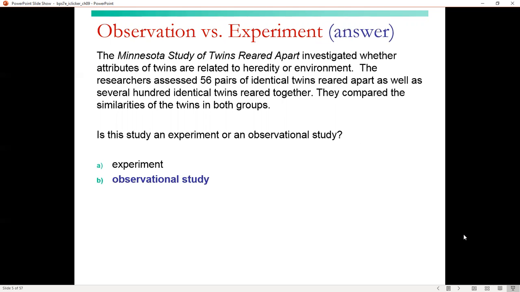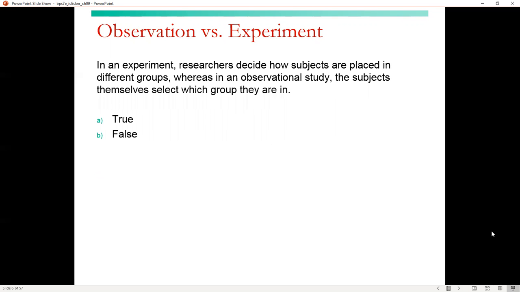Because this was something that we can merely observe. We can't purposely separate twins and raise them apart from each other. In an experiment, researchers decide how subjects are placed in different groups, whereas in an observational study, the subjects themselves select which group they are in.